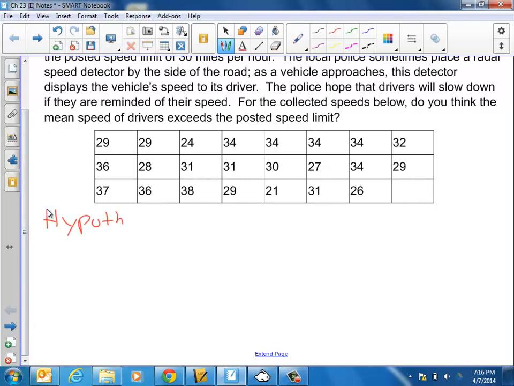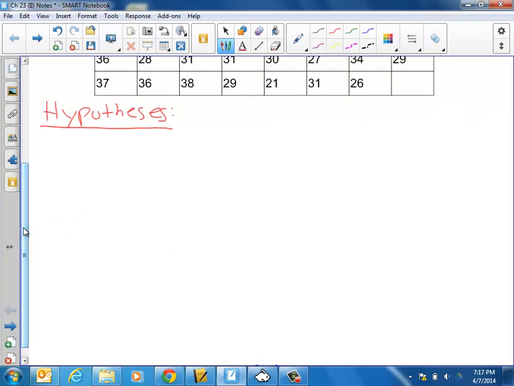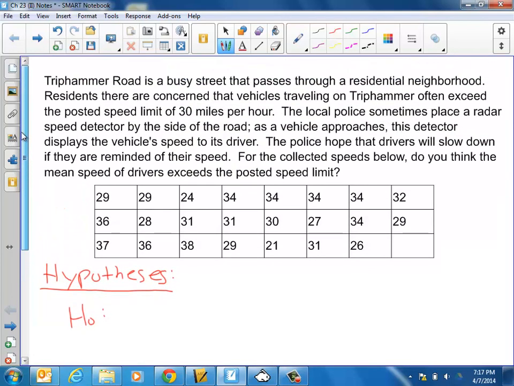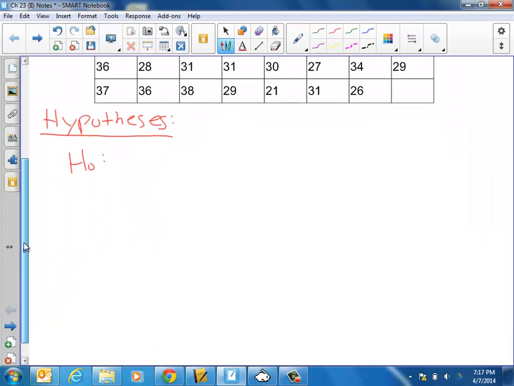The first hypothesis is the null hypothesis. Remember, we're not assuming that the defendant is guilty here. If the defendants, in this case, are the citizens driving on Trip-Hammer Road, we're going to assume that the mean speed while they travel on Trip-Hammer is just equal to 30 miles an hour. The alternative would be that the data suggests the mean population speed of the travel speed on Trip-Hammer Road would be greater than 30 miles an hour. So we've got the hypotheses knocked out.